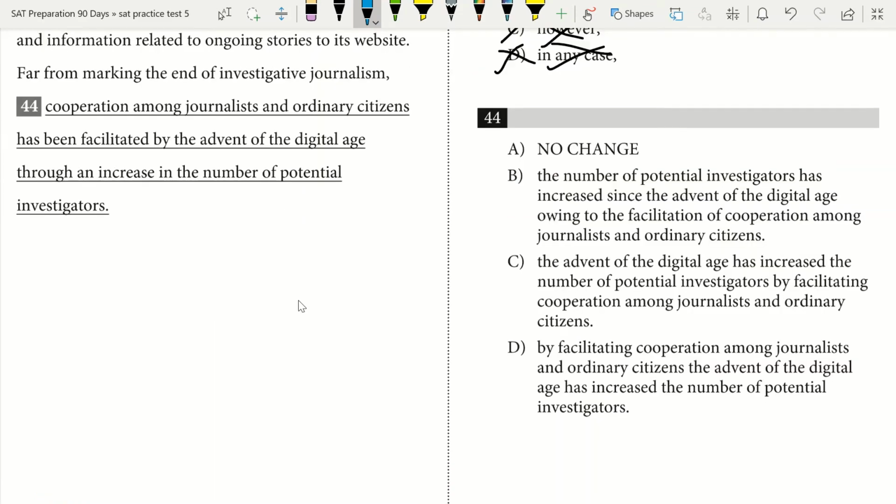Today I have an SAT writing tip and trick for you that deals with dangling modifiers. If you don't know what a dangling modifier is, it occurs when you have an introductory modifying clause, such as "far from marking the end of investigative journalism," and then obviously we have to follow that with a comma since it's at the beginning of a sentence, and then the subject that it's modifying, which needs to come after this comma, is not the correct subject.